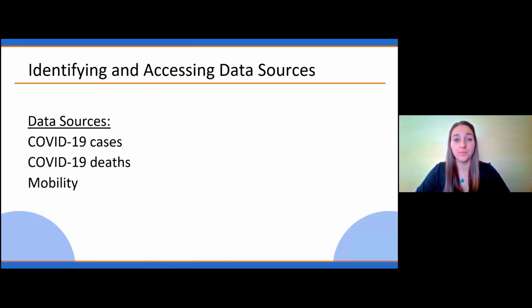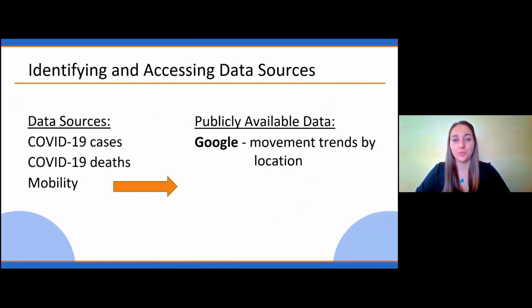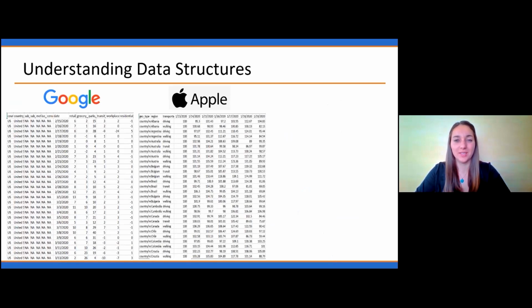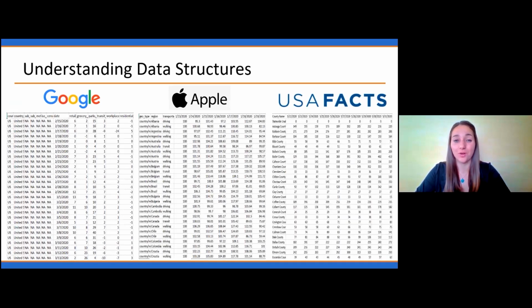associated with mobility. And we extract this data from public websites, including Google, which reports movement trends by location, Apple, which reports transportation daily of different types, and finally, USA Facts, which reports the number of COVID-19 incidents by county. Here's a small snippet of the 3 sources and each in their own format.